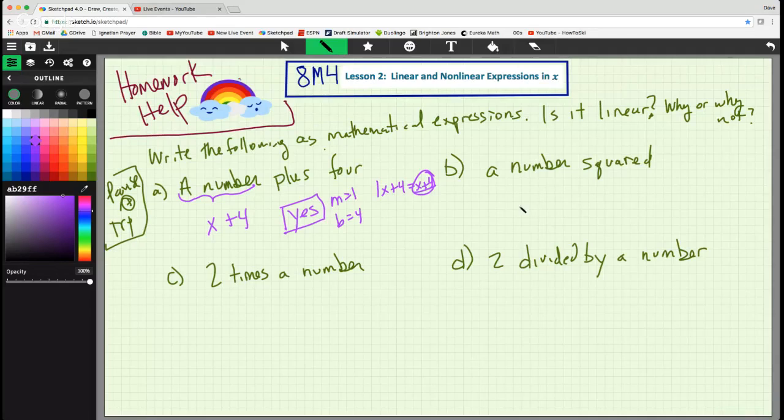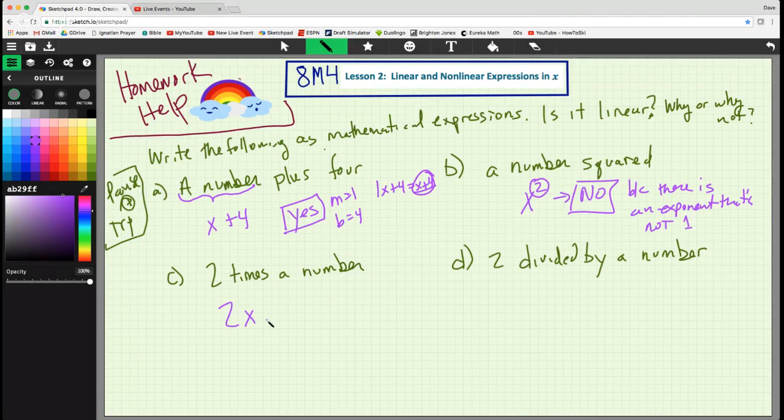A number squared. That means a number to the second power. x squared, and this is no, because there is an exponent that's not 1, right? Our exponent is 2. No. 2 times a number. Well, that's 2 times the number, 2x. That's a yes. m equals 2, and our b equals 0. 2x plus 0.